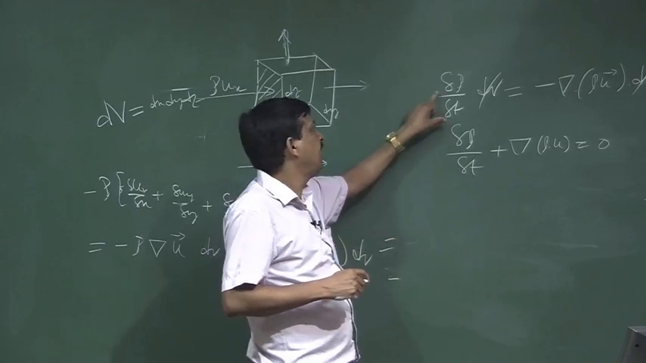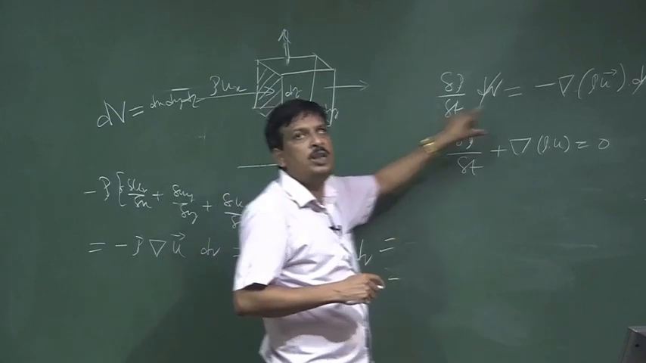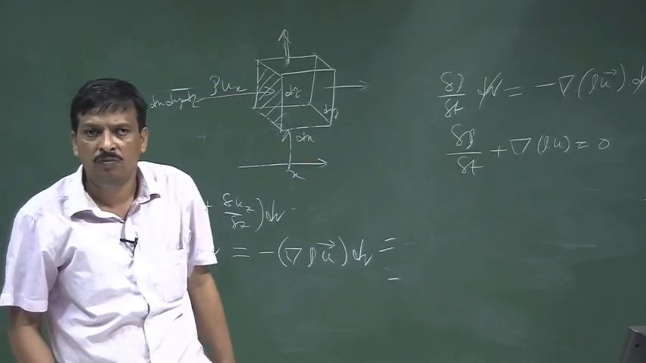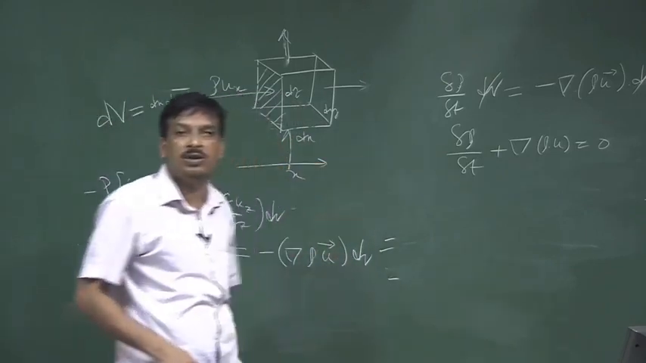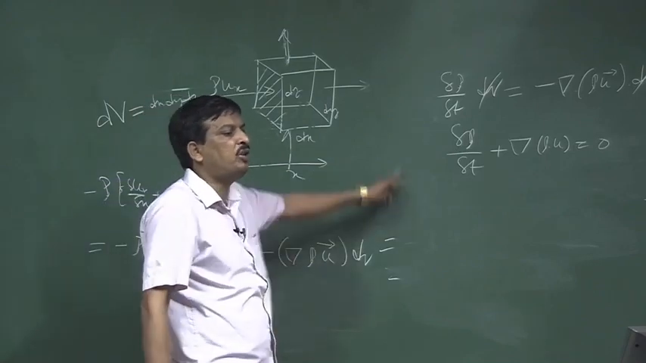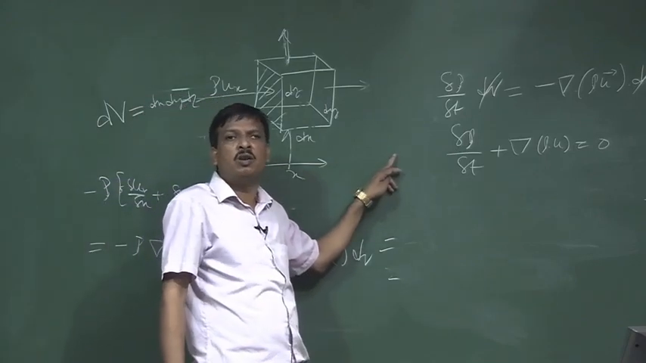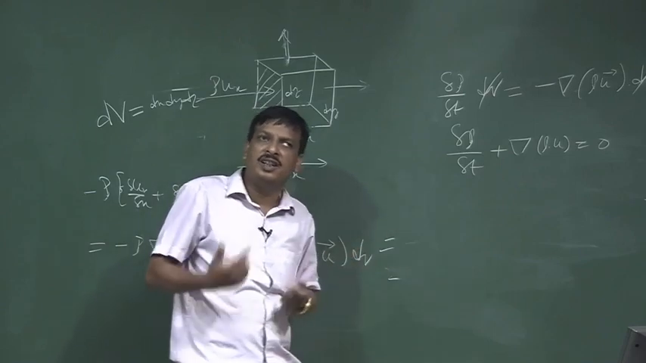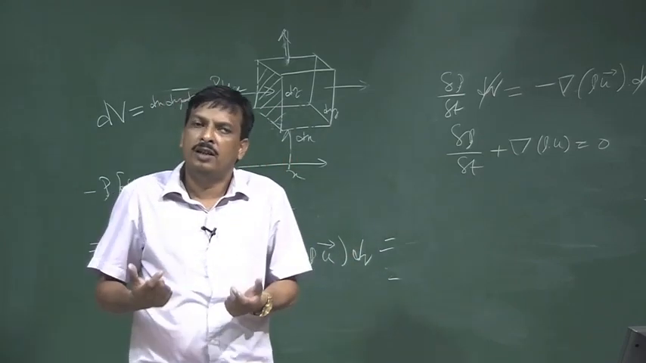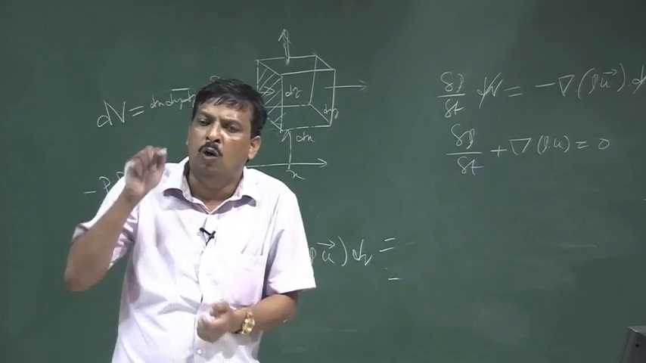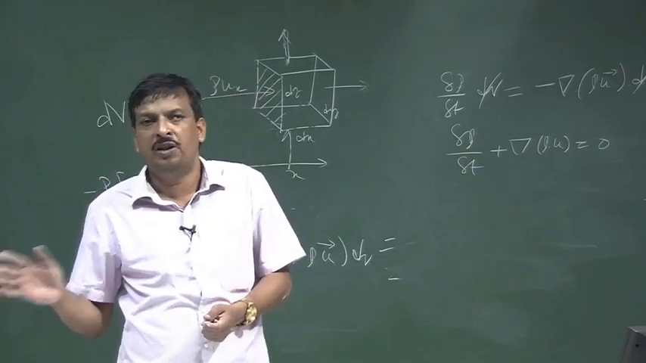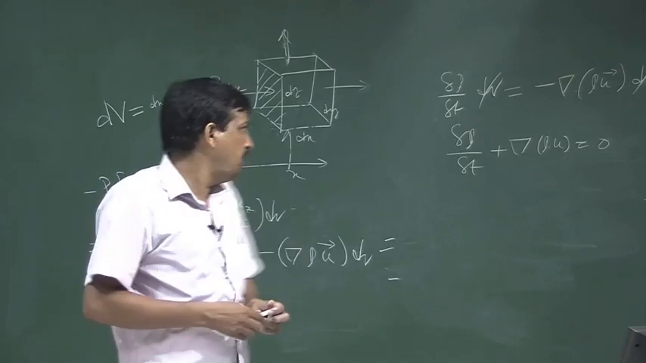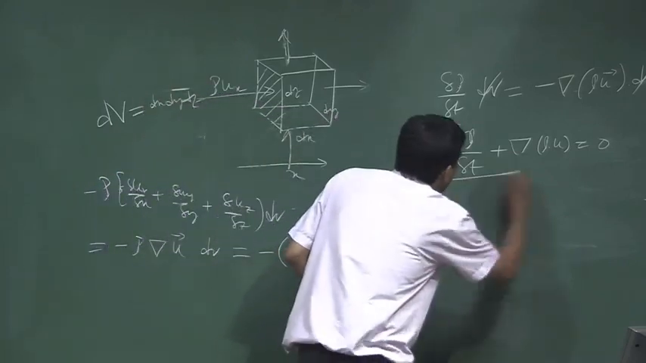So, in that case, the rate of change of density should be equal to the net mass flux entering the volume. It is nothing but this equation. This equation is called the linear continuity equation, conservation of mass. If the volume remains the same and more particles enter, the density will change. Similarly, if I change the volume, the density will change.